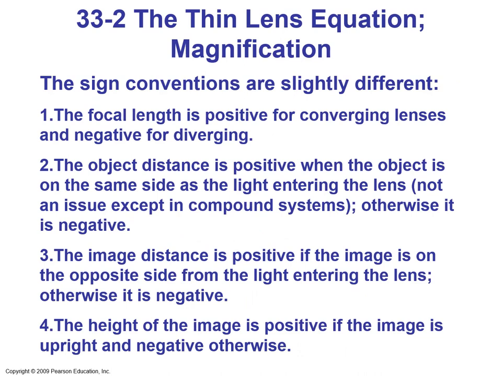The sign conventions are slightly different. The focal length is positive for converging lenses and negative for diverging lenses. The object distance is positive when the object is on the same side as the light entering the lens. Not an issue except in compound systems, otherwise it is negative. The image distance is positive if the image is on the opposite side of the light entering the lens, otherwise it is negative. The height of the image is positive if the image is upright and negative otherwise.